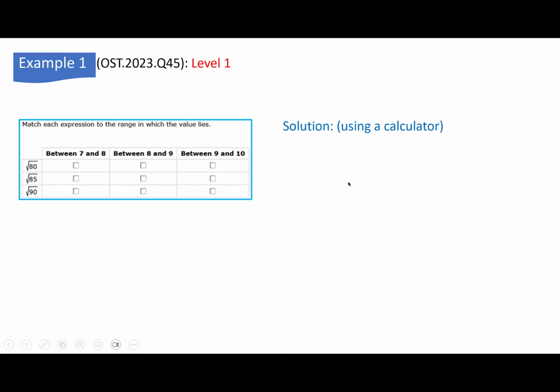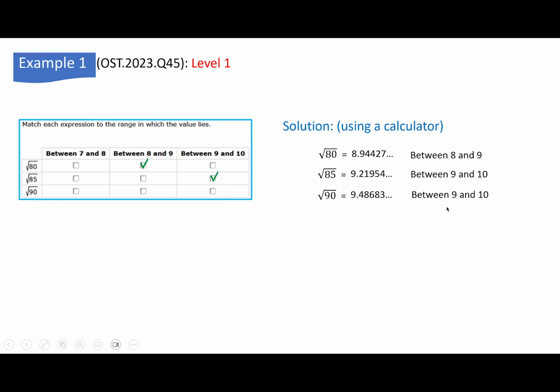So the easy way to do this is to just use the calculator. Square root of 80 is 8.944, which means between 8 and 9. Square root of 85 is 9.219. That's between 9 and 10. Square root of 90 is also between 9 and 10.